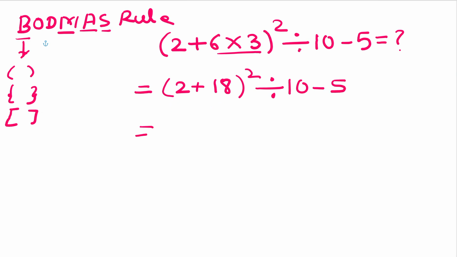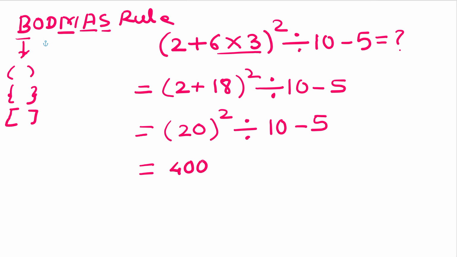So the inner bracket will be solved first: 2 plus 18 is equal to 20. Then 20 squared, divided by 10 minus 5. So 20 squared, how much? 20 squared is 400, divided by 10 minus 5.